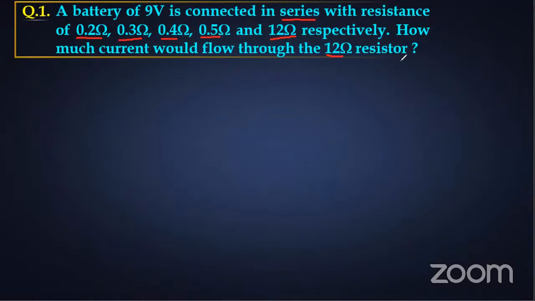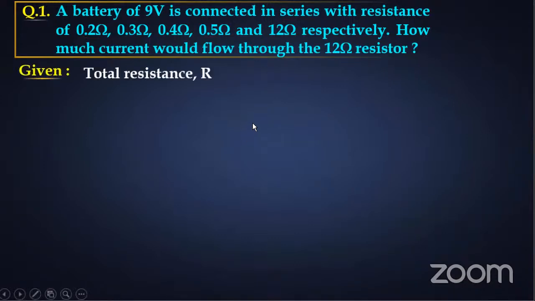What type of connection is given in the question? Series connection. So our first step basically is to write the given data. Total resistance is R, equal to 0.2 plus 0.3 plus 0.4 plus 0.5 plus 12. This is what we call the equivalent resistance. That is equal to how much? 13.4 ohms.